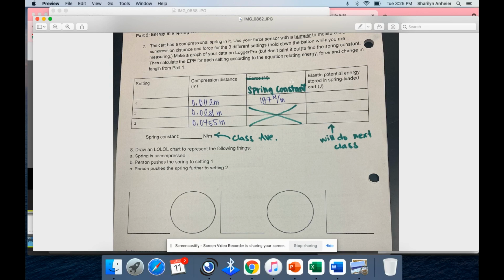We got a spring constant of 187 newtons per meter. You don't need to do anything else for that. We got a compression distance for position 1, position 2, and position 3. You're not going to use this to calculate elastic potential energy. Again, we're going to do that next class after I've gotten an average of everyone's values, as well as the spring constant. I'm going to get the average from the class, and we're going to use that average to get our elastic potential energy to reduce the amount of error that we get when we analyze our information.